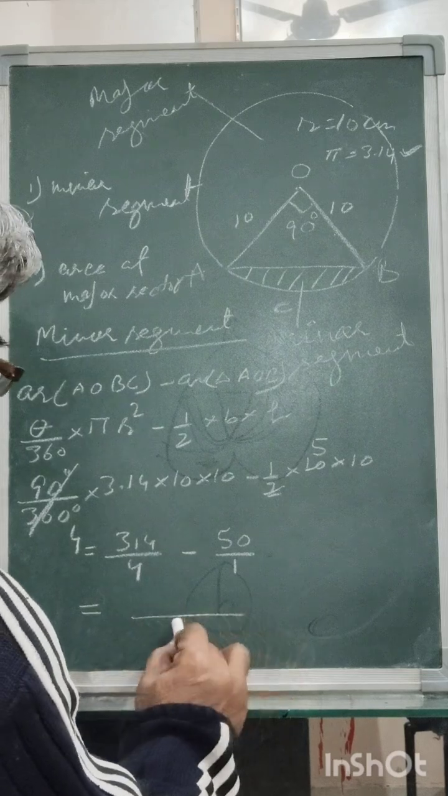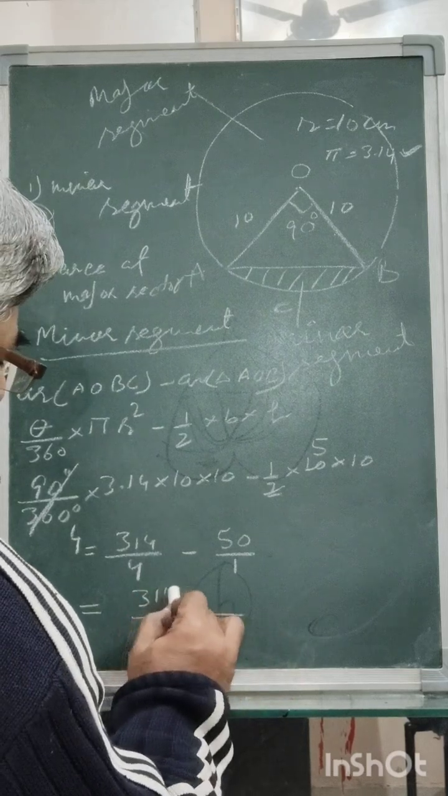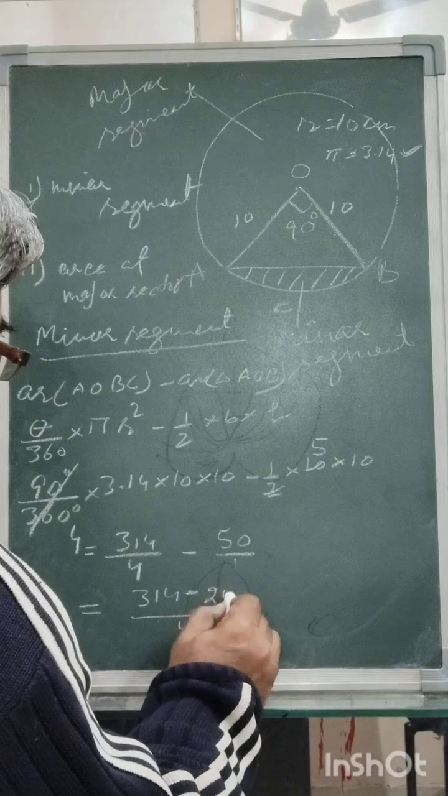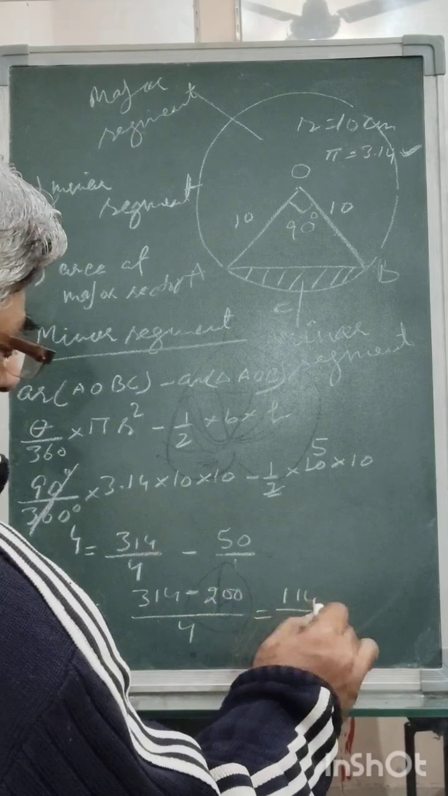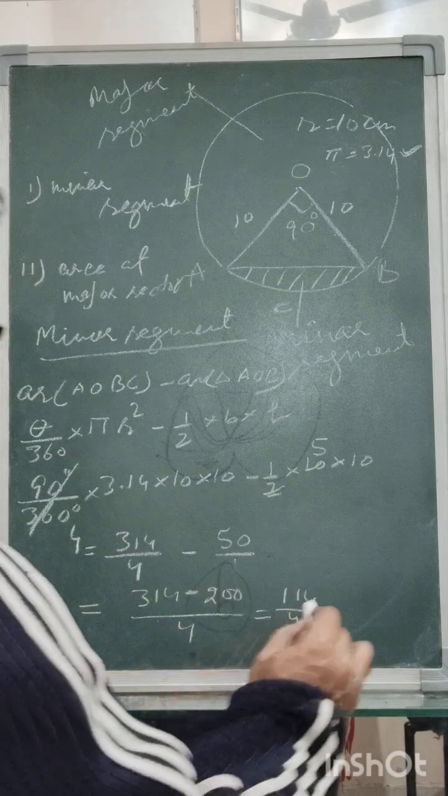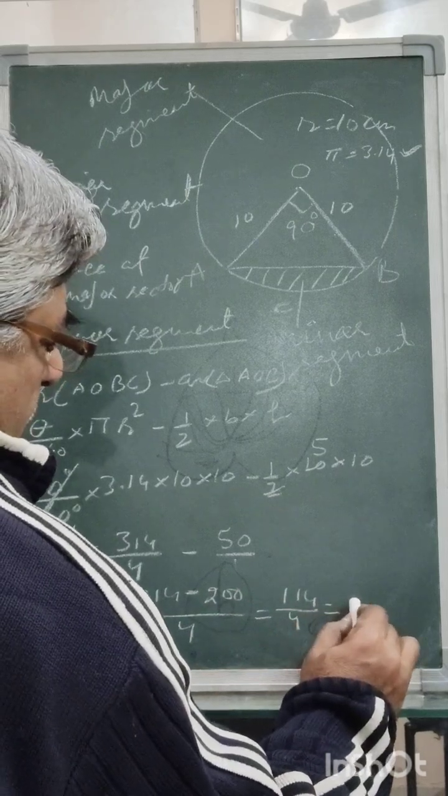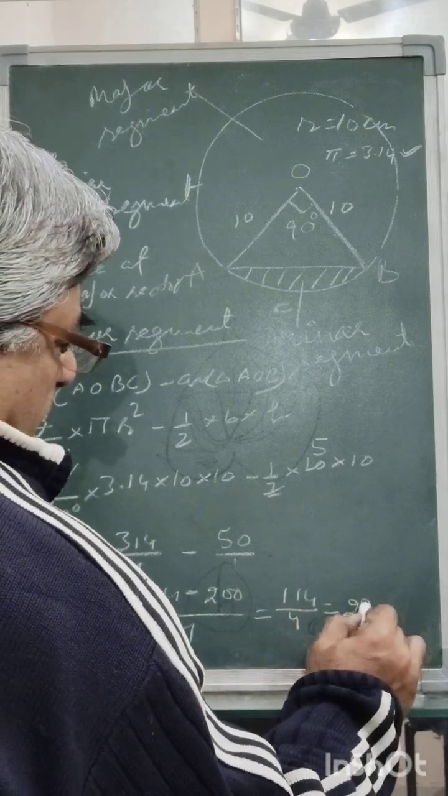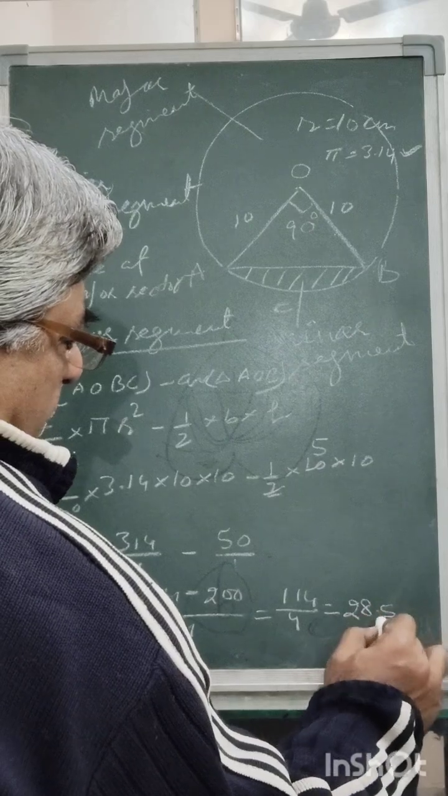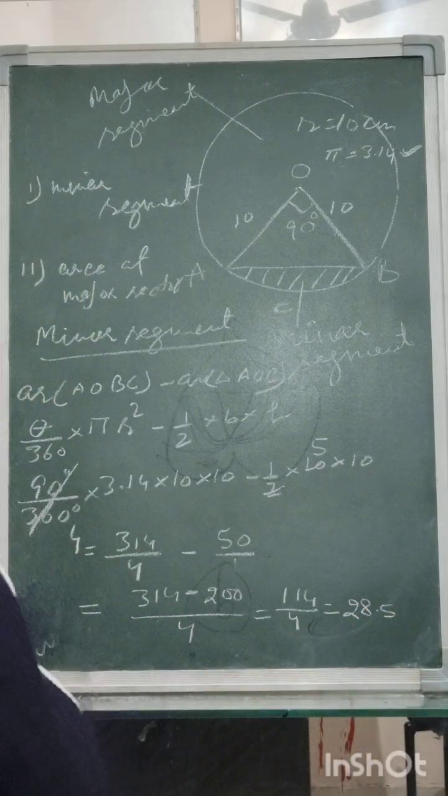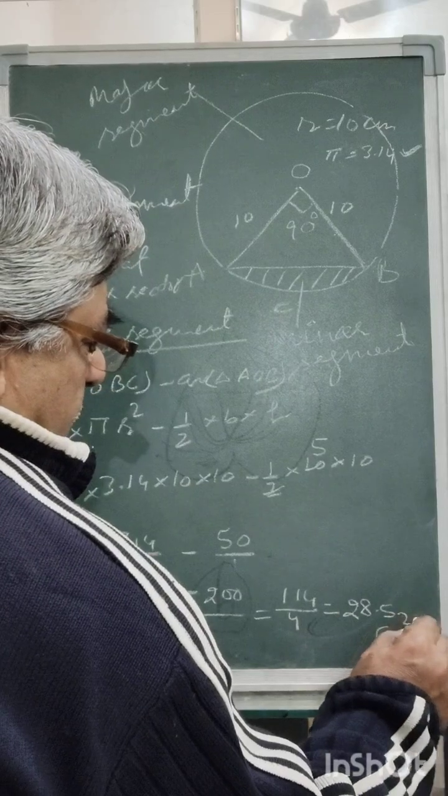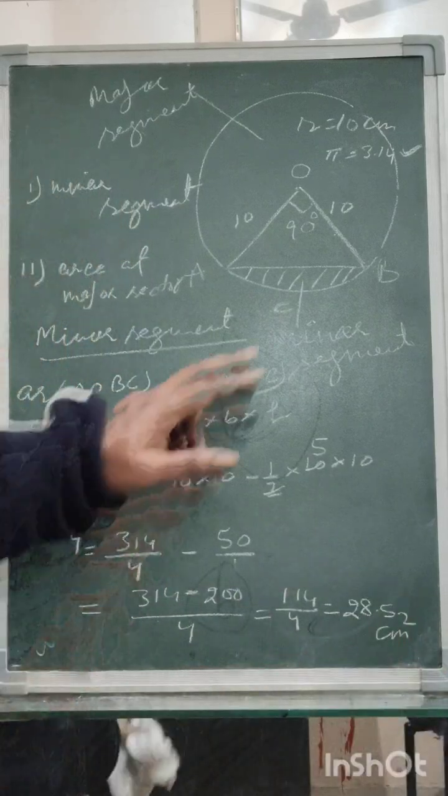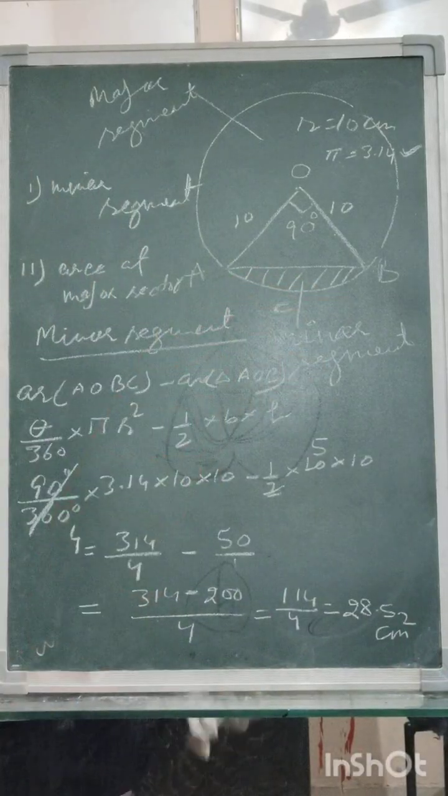Let us solve it. 314 minus 200 equal to 114 by 4, that is 28.5. 28.5 centimeter square is the area of the minor segment.